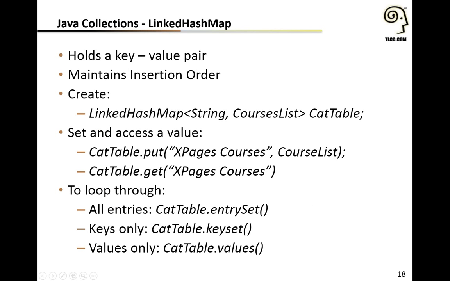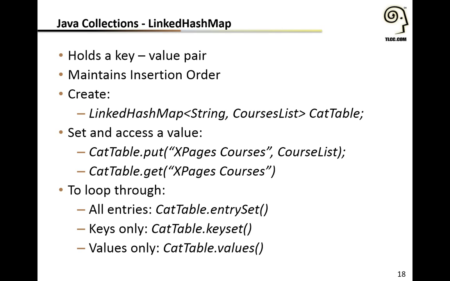And the reason I want to come back to the slides is because the category table, I mentioned this before, is going to be a linked hash map. Why are we using a linked hash map? Well, the linked hash map will hold a key value pair, meaning that I can say, in this category table, give me the XPages category, that's our key, and it will return a value. The value in this case is going to be my courses list, what we just created. The nice thing about the linked hash map is that it will maintain the insertion order.